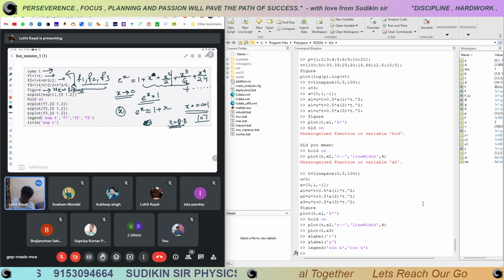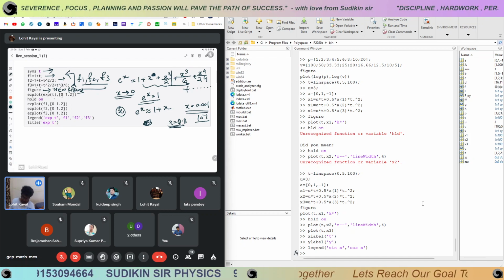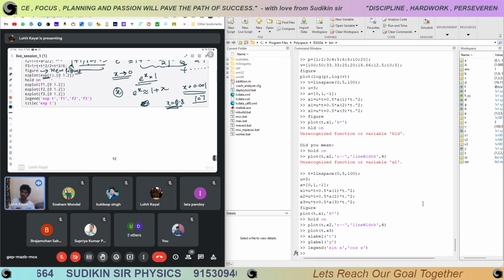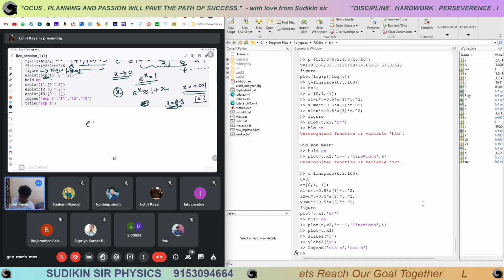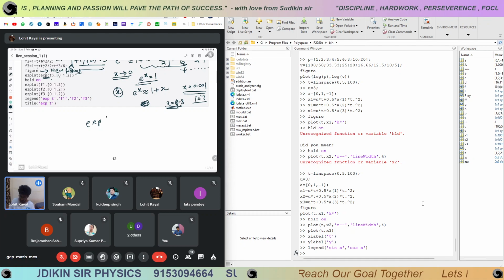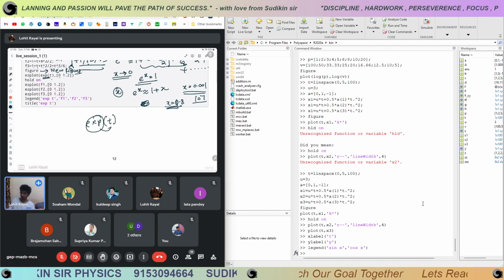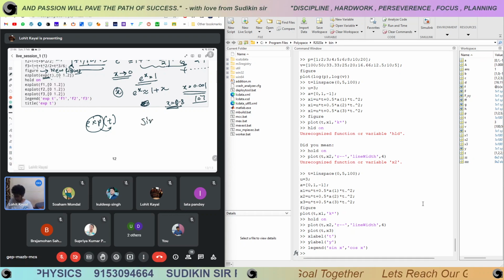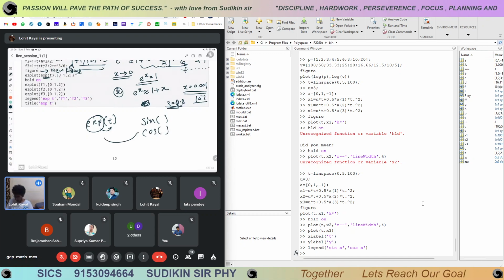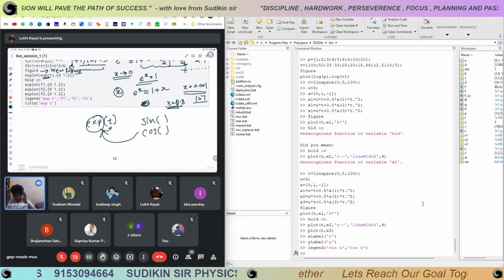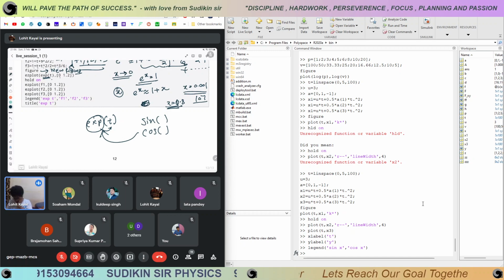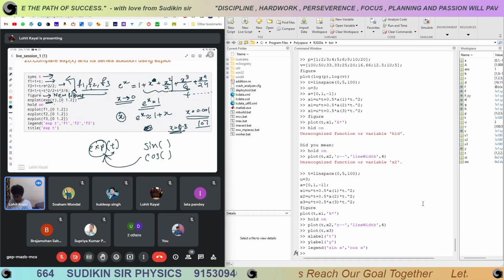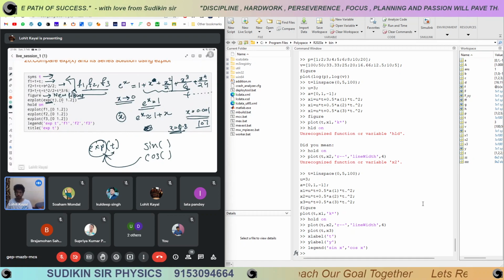Now ezplot exp of t, 0 to 1.2. So I am plotting the original plot, exp of t. Probably I have not mentioned exp. Exp of t in MATLAB will take the exponential value. This is the command for that, like sine, like cosine. Probably I haven't mentioned it during this lecture. So this is ezplot exp of t and the limit is 0 to 1.2.